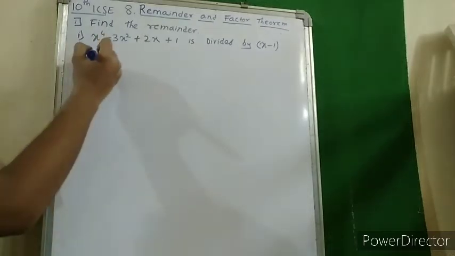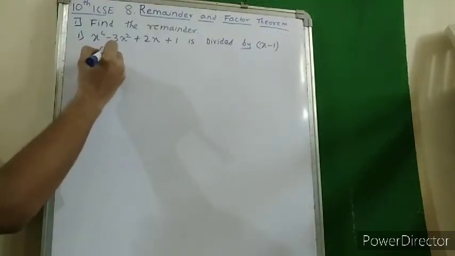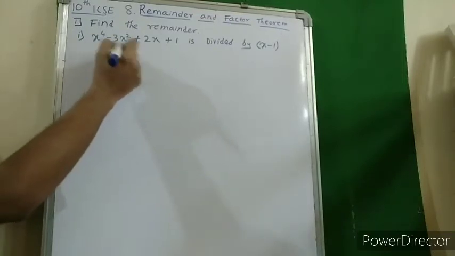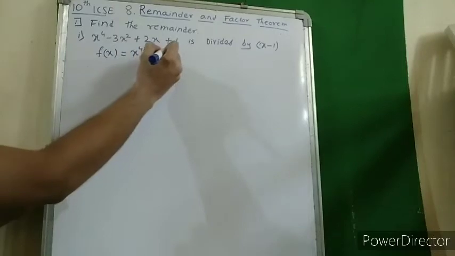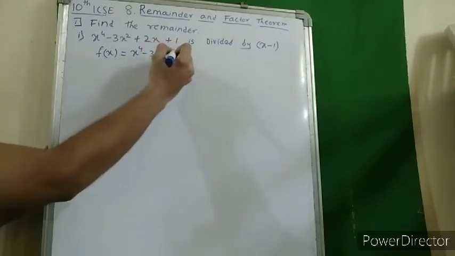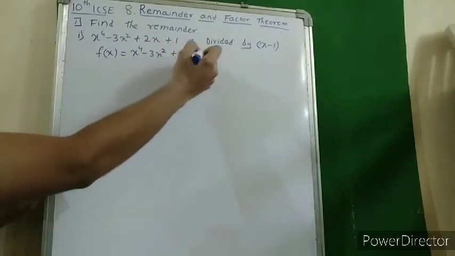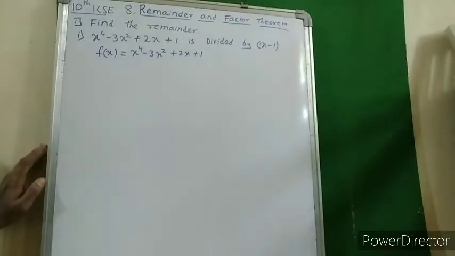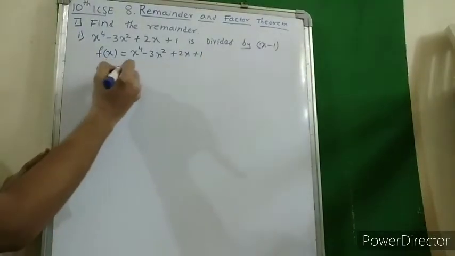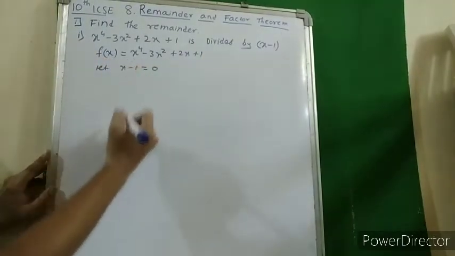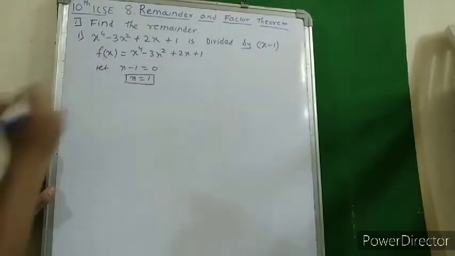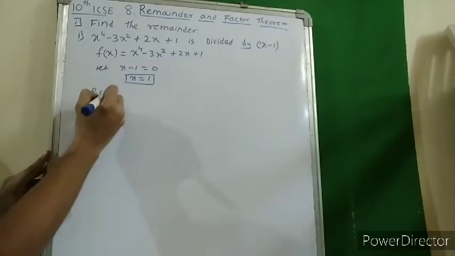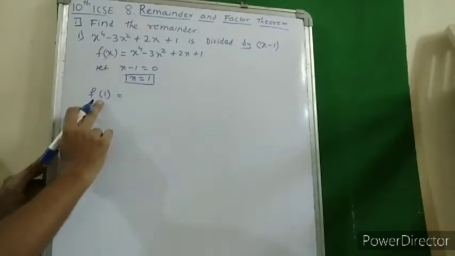First take this as a function of x, or polynomial of x. This is a function of x where x raised to 4 minus 3x raised to 2 plus 2x plus 1 is divided by x minus 1. So let x minus 1 be equal to 0. So what will be in place of x? We will have 1. So function of 1, in place of x we are substituting 1.